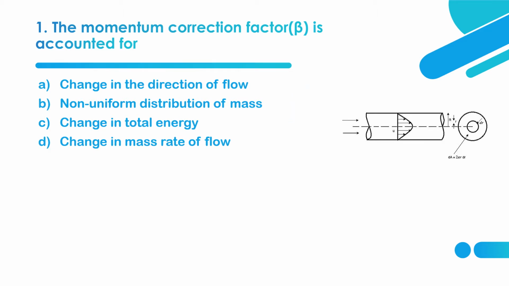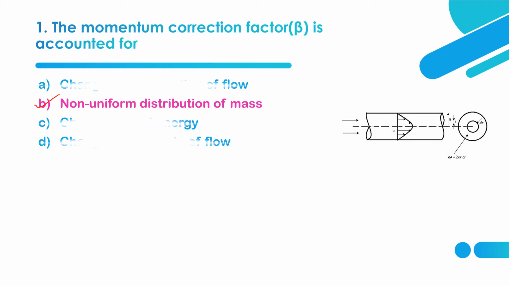So what is the reason to account for the momentum correction factor? There are two factors, the kinetic energy correction factor and the beta value. So why beta? Because of non-uniform distribution of mass. Option B is the correct one. Now let's see more about it and how beta is calculated.